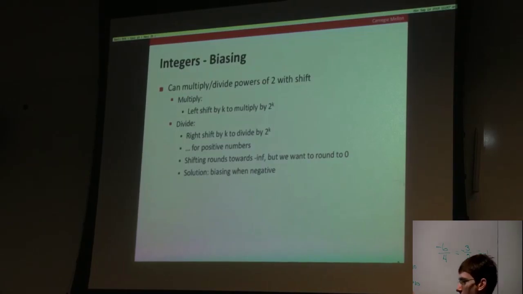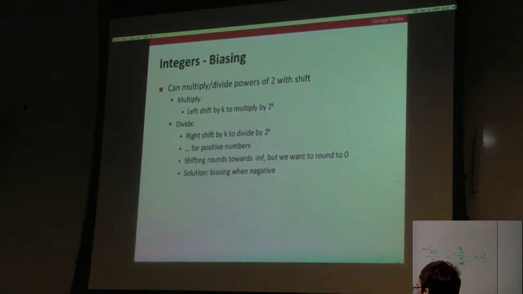This didn't give us the right thing. This truncated those extra bits, it just threw them away and rounded towards negative infinity. So we need to do something a little bit more interesting, a little bit more complicated in order to divide a signed number that's negative just by using bit shifting. So the solution is something called biasing.